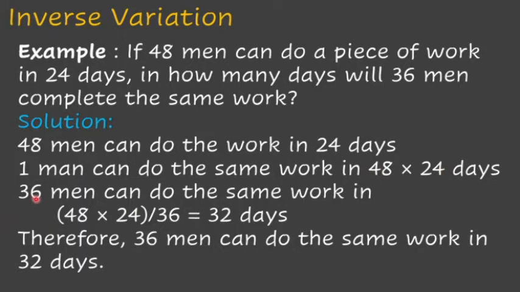Okay. So, ibig sabihin nun, 36 men can do the same work in 48 times 24 divided by 36, which is equal to 32 days. Why? Kasi, alam na natin na ang isang tao ay kayang gawin yung isang trabaho in what? In 48 times 24 days. Okay. So, 48 times 24 divided by 36 is equal to 32 days. Therefore, 36 men can do the same work in 32 days.